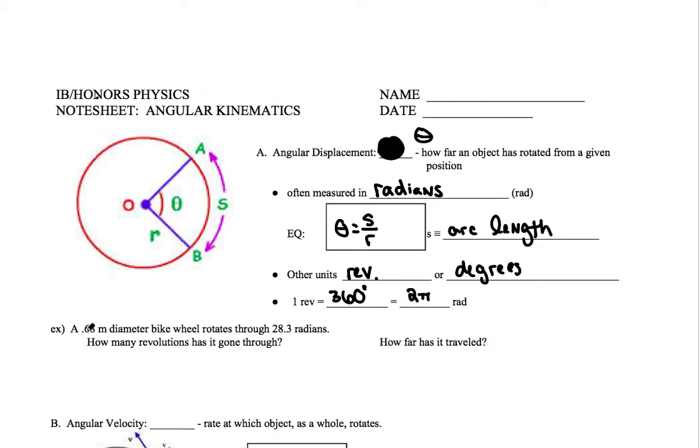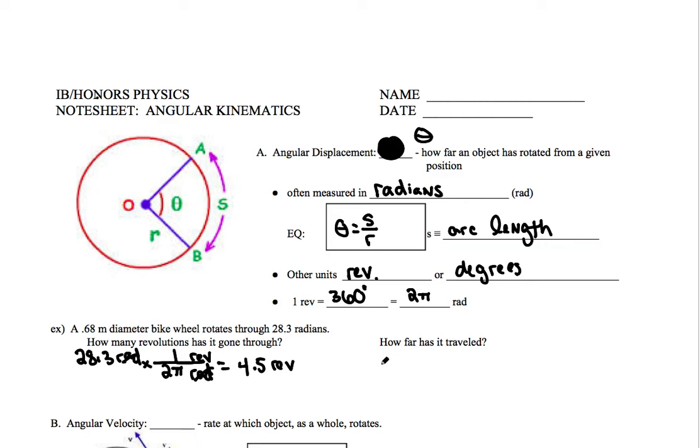Okay? So if we have a bike wheel that's got a 0.68 meter diameter and it rotates 28.3 radians, how many revolutions has it gone through? Well, think of this as a unit conversion. We have 28.3 rad, and we're trying to convert it into revolutions. So rads go down below, rev up top, and 1 revolution is 2 pi rad. So in my calculator, I divide by 2 pi, and I get 4.5 revolutions.